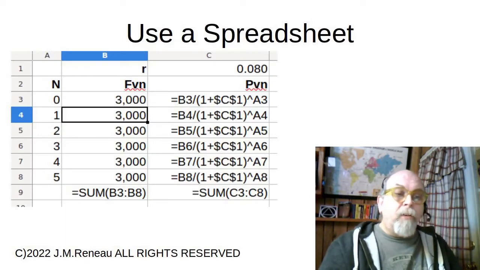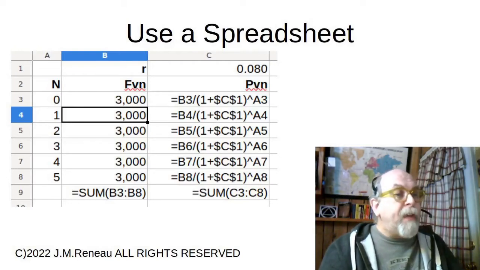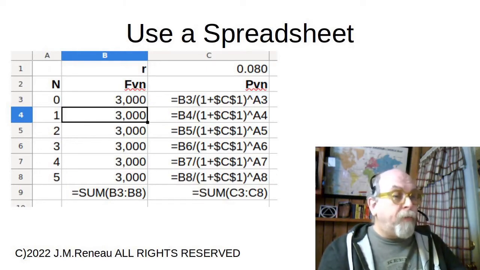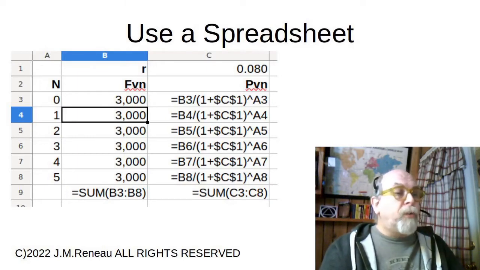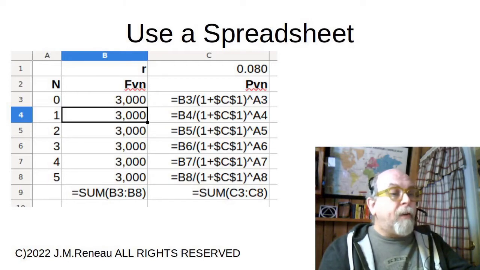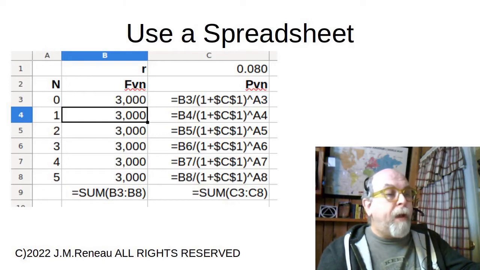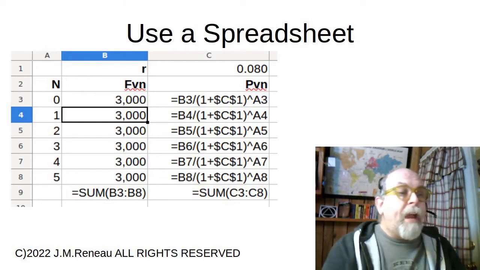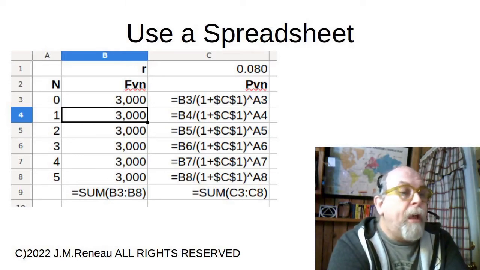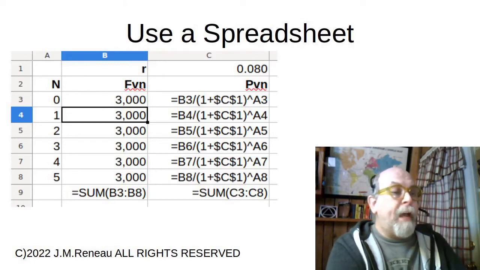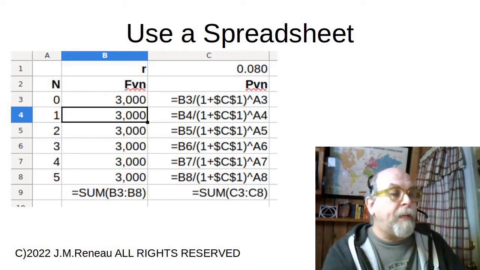So, here are the formulas I used to calculate this all in a spreadsheet, and you can see that in cells A3 through A8, I have the number of periods: 1, 2, 3, 4, and 5. I have the cash flows, so the cash flow for N0 is in B3. The cash flow for N1 is in B4. Then you can see that I have the interest rate, the rate of return, in cell C1. And then I have my formulas running down column C from C3 to C8.